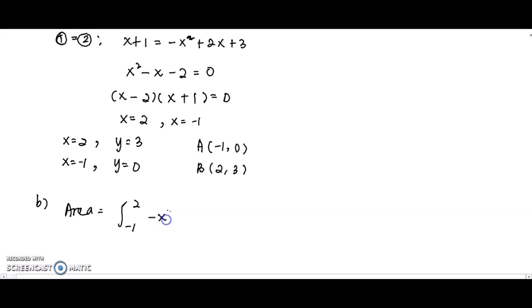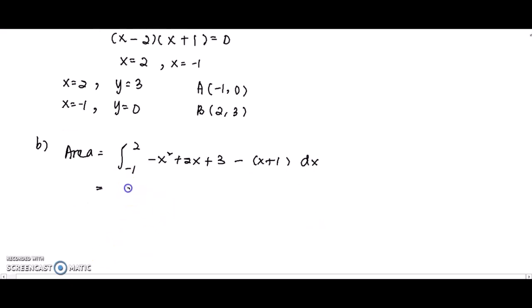and take the quadratic function which is on top. From the graph, you can see clearly at the shaded region, the top function is the quadratic, and below it is the linear line. So we take the quadratic function minus the lower function, which is x plus 1, and integrate with respect to x. We simplify first before we integrate. Negative x squared, there is no like term, just write it down. 2x minus x gives a positive x. And 3 minus 1 gives 2.